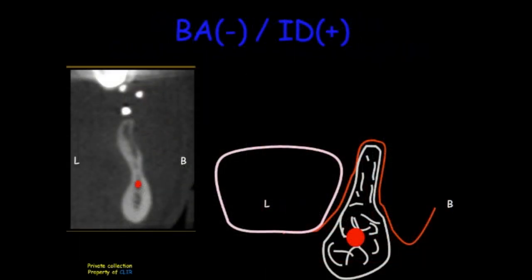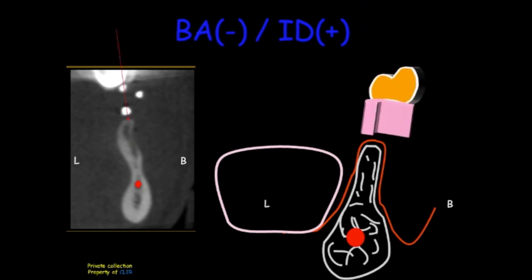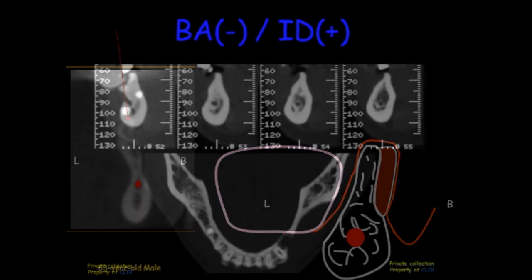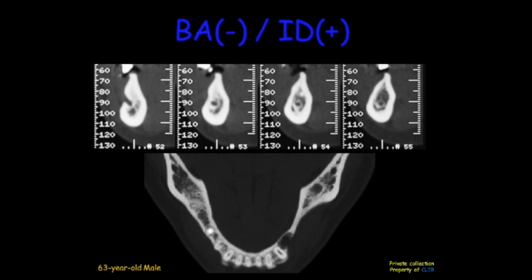The second scenario is when the bone anatomy is negative and the implant direction is positive. If we follow the occlusocrestal direction, and since the bone anatomy is not adequate, the final implant will be positioned out of the bony envelope. So we need to have a bone graft before doing our implant. Let's see a clinical case.